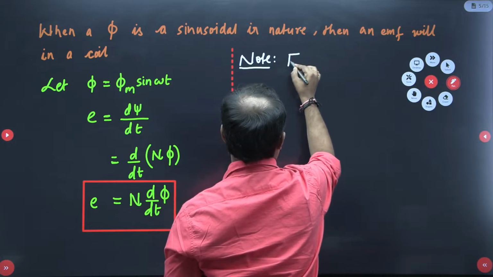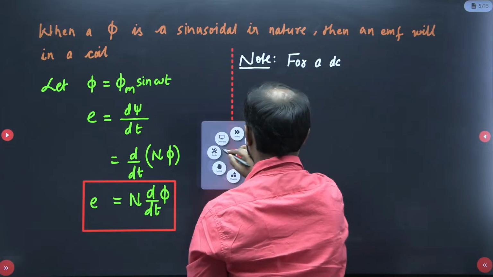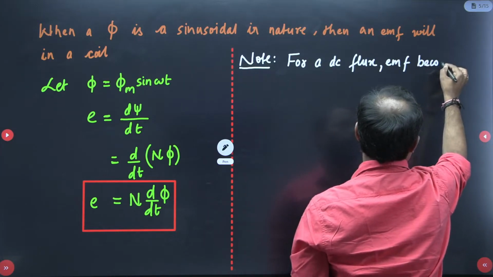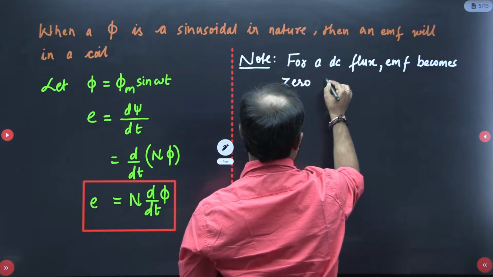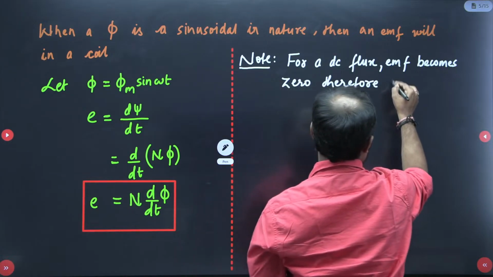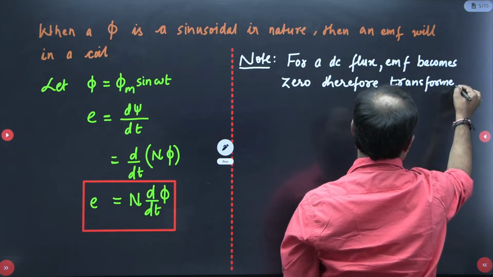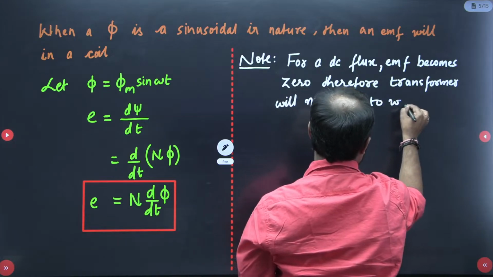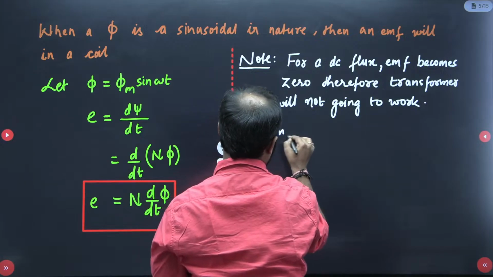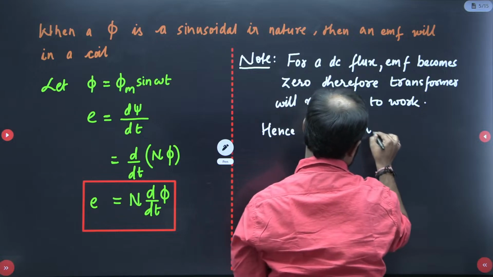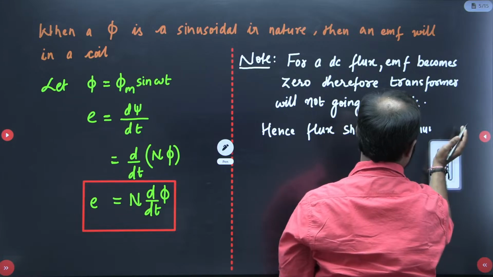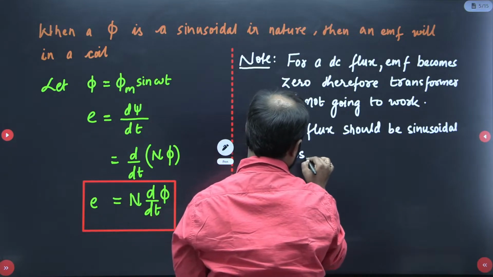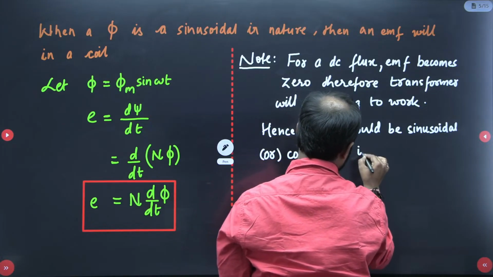Note, for a DC flux, EMF becomes 0. Therefore, transformer will not going to work, hence flux should be sinusoidal or co-sinusoidal, both are same, in nature.